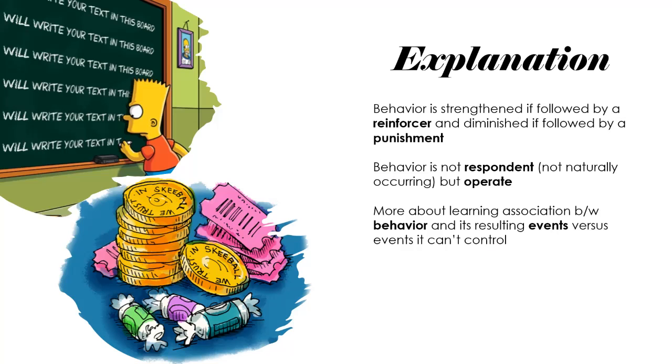Behavior is strengthened if followed by a reinforcer and diminished if followed by a punishment. A key conception is that behavior is not respondent but operant. Essentially, behavior is not naturally occurring but operates on the environment to produce a consequence, such as reward or punishment. We will discuss more about learning the association between behavior and its resulting events versus events it can't control.